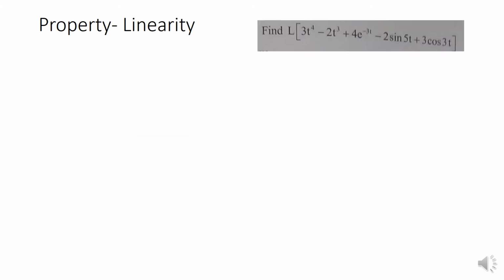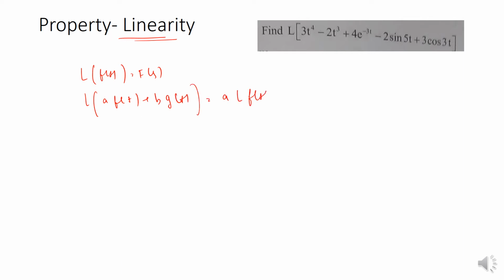Now linearity is the second property, right? If L of f of t is equal to F of s, then L of a into f of t plus b into g of t is a into L of f of t plus b into L of g of t. Here a and b are constants. So this is the linearity property, right?